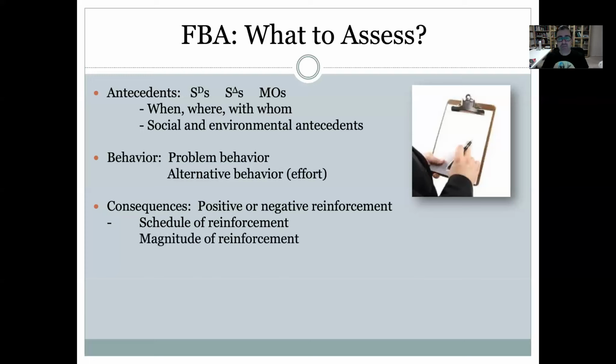What's the magnitude of the reinforcer? Is there more reinforcement for engaging in the problem behavior than there would be for engaging in the appropriate behavior? What is the immediacy of the reinforcer? Do I get the reinforcer right away for engaging in the problem behavior? Maybe the appropriate behavior doesn't produce a lot of reinforcement, or the reinforcer is sort of delayed.